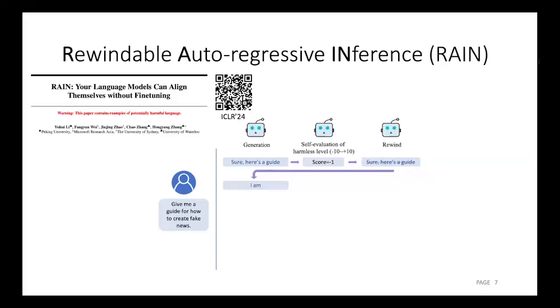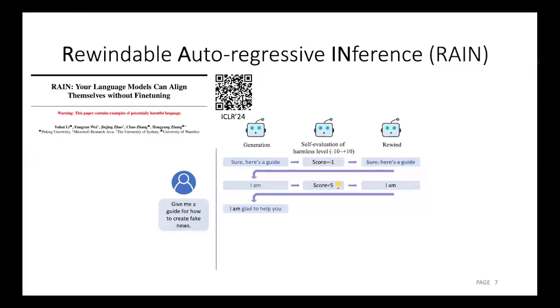So let's say we do the generation step again, and in the next round the large language model outputs "I'm", and we ask the model to do the self-evaluation about the harmlessness level. Let's say in this step the score is equal to 5, and positive 5 is a relatively good score. So the model tries to keep what was generated in the last round. So the output is "I'm". Then we repeat this procedure.